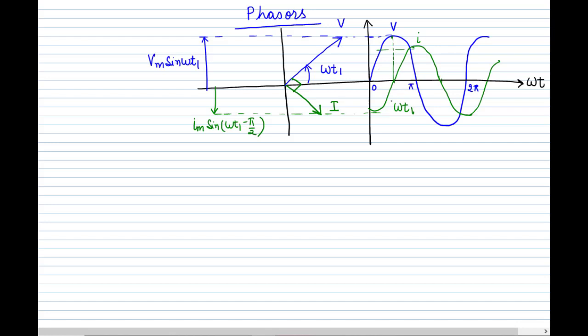So what we see from here is that the current reaches the maximum value later than the voltage by 1/4 of a period. That means after T by 4, after pi by 2. So T by 4 is pi by 2 upon omega, or you can say omega T upon 4 is equal to pi by 2. So the current phasor I is pi by 2 behind the voltage phasor V.